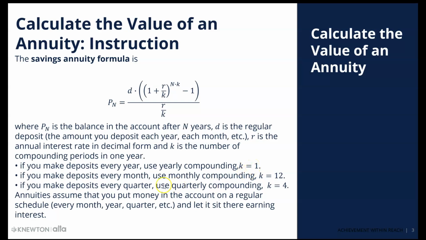Now if you make deposits every month, then use the monthly compounding, K is equal to 12. And if you make deposits or payment every quarter, K is equal to 4. If you make it semi-annually, K is equal to 2. And if you make it daily, K is equal to 365 and so on.